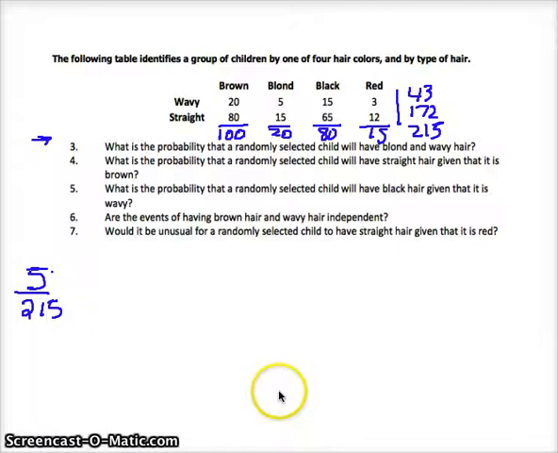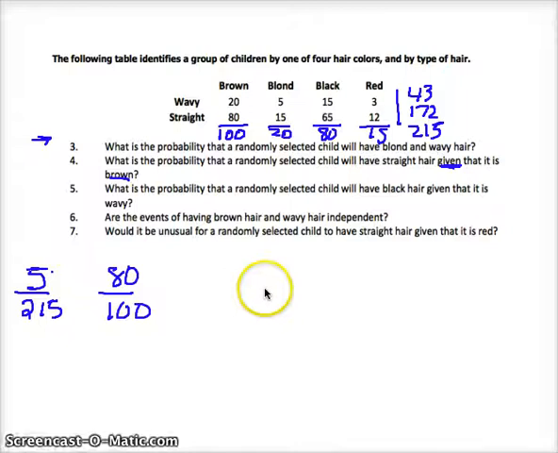Look at number 4. What's the probability that a randomly selected child will have straight hair given that it is brown? That is the key to this problem, given that it is brown. So we're going to look over here. Here's brown. There's 100 that are brown. What's straight hair? That's 80. So that's going to be 80 over 100, which is going to reduce.